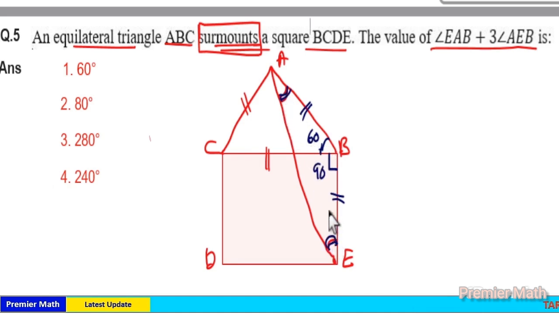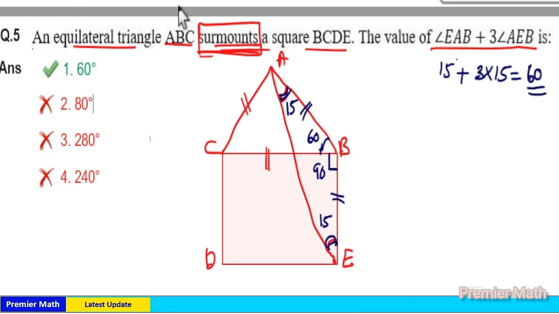Total angle of a triangle is 180. 180 minus 150 is 30. So this angle is 30 by 2, 15. This angle is 30 by 2, 15. Now angle EAB is equal to 15 degrees and 3 times angle AEB is 3 into 15, 45. So 45 plus 15, 60 degrees is the value. Option 1 is your answer. Actually, the important word is surmounts here.